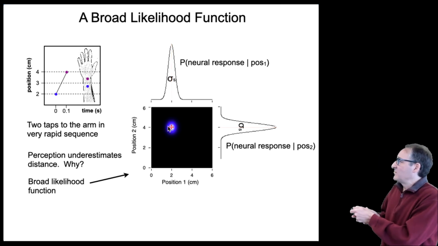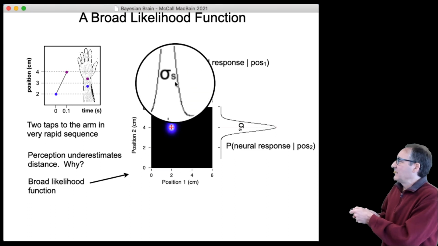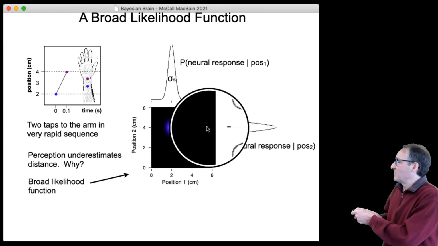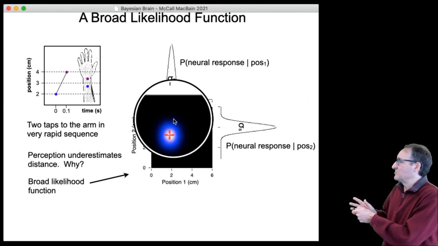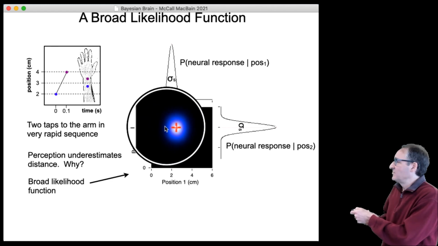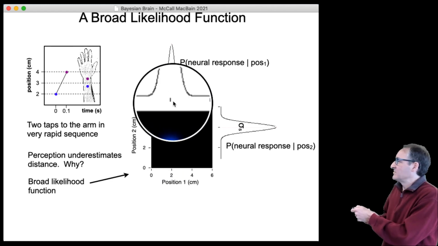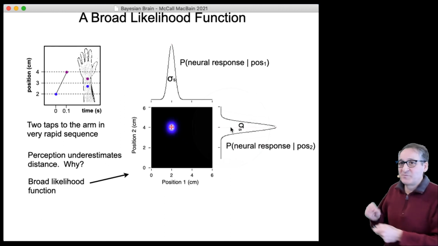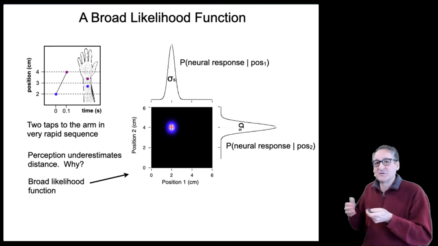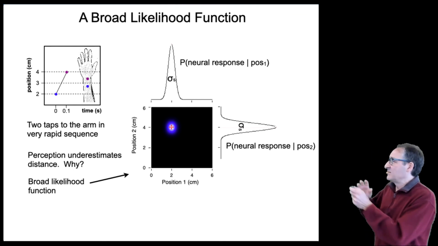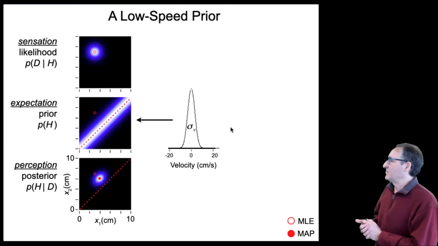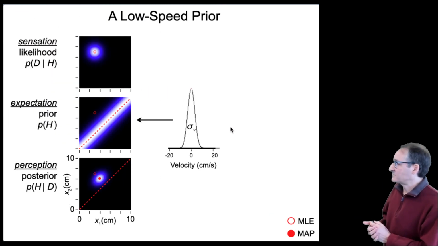For right now, I just want to point out that we model this as a bell-shaped curve in both dimensions. So this is what we call a 2-dimensional Gaussian function, a 2-dimensional bell-shaped curve. And the standard deviation, which is essentially just the width of the curve, or the width of the blob, is called sigma sub s for spatial sigma, spatial uncertainty. So the bigger that blob, the more uncertain the likelihoods are, the more different positions on the skin could have given rise to that same data that the brain got on that tap.